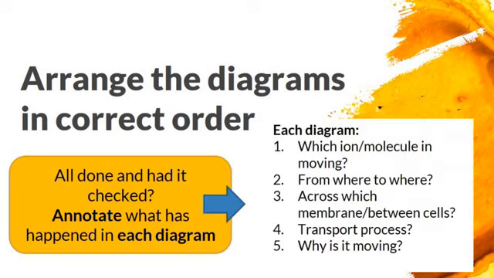After you've done that, I would like you to label a few things about each diagram to tell me which ion is going to be moving, where is it going from and to, which membrane is it going to go, or is it going between cells. I want you to write down the transport process, and as a challenge task, can you tell me why it is moving? What is the purpose of that movement of molecule? So give it a good go. Remember, you can look back through your notes from before, you can watch this previous part again if you need to see the process one more time, and then we'll go through our answers.